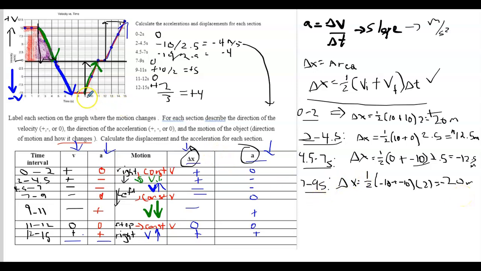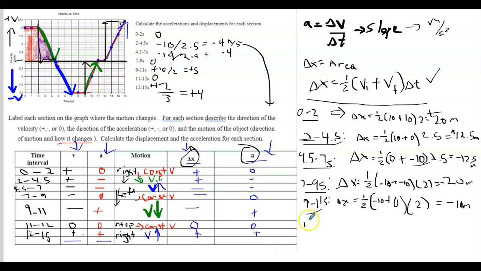9 to 11 is going up back towards the 0 axis. It's for 2 seconds, and it'd be delta x equals 1/2. Initial velocity is -10. The final velocity after 2 seconds, when I get to 11 here, I read off it's at 0. And again, it's 2 seconds. So this one's just -10 meters. Again, that's a 10, not a 0.